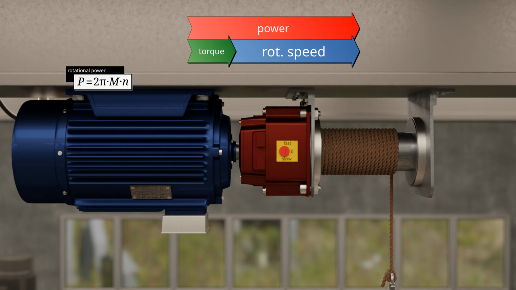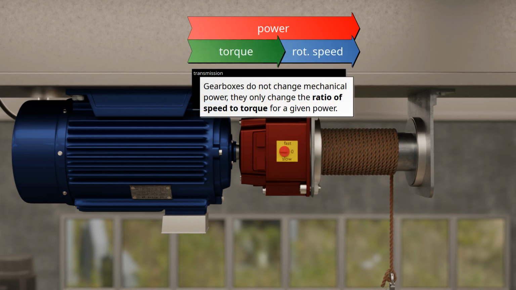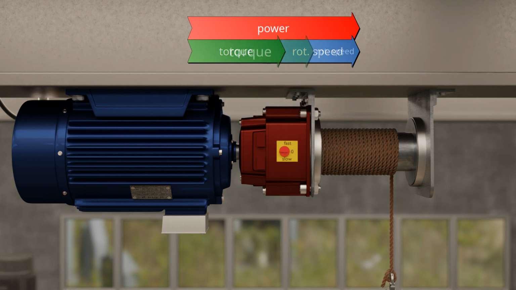At some point, the motor will reach its power limit and any further increase in torque can only be achieved by using a gearbox, which will then result in the aforementioned reduction in speed. So note again, gearboxes do not change mechanical power, they only change the ratio of speed to torque for a given power. This means either high torque at low speed or high speed at low torque.